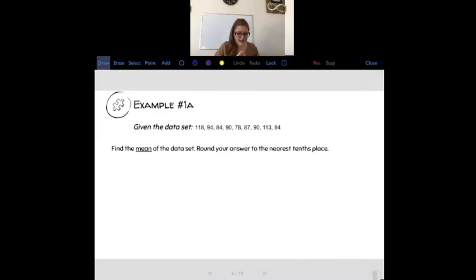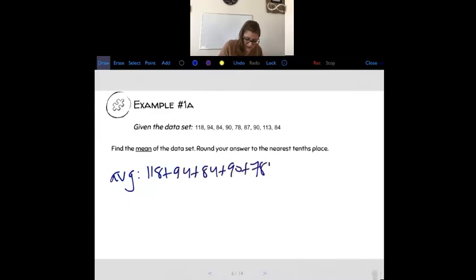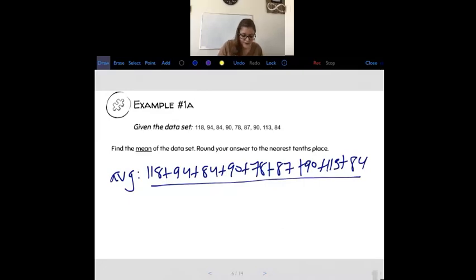Given the data set 118, 94, 84, 90, 78, 87, 90, 113, and 84, find the mean of the data set. The mean, or the average, is calculated by adding up all of the numbers in the data set. So we would take 118 plus 94 plus 84 plus 90 plus 78 plus 87 plus 90 plus 113 plus 84. That would be in the numerator. The denominator is how many items there are in the data set. So there's 1, 2, 3, 4, 5, 6, 7, 8, 9.